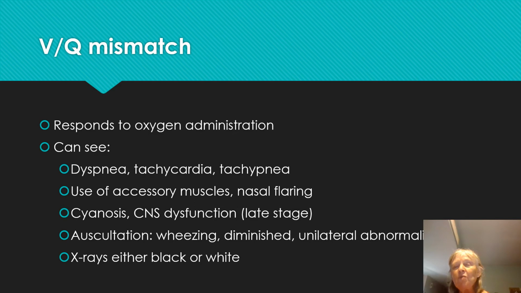So for a VQ mismatch, remember, if I give you oxygen, I should increase your oxygenation. So what are we going to see with these patients? Well, one thing is we see dyspnea, tachycardia, tachypnea. Remember, the first sign of hypoxemia now and forever is tachycardia. The second one is going to be tachypnea because you're breathing faster to try to bring more oxygen on board. We see lots of use of accessory muscles. Nasal flaring is interesting. We see that with babies who have problems. It's really kind of shocking, I guess, in some cases, to see it with an adult because we don't think adults can have nasal flaring.